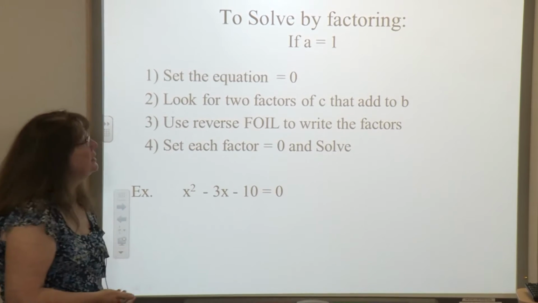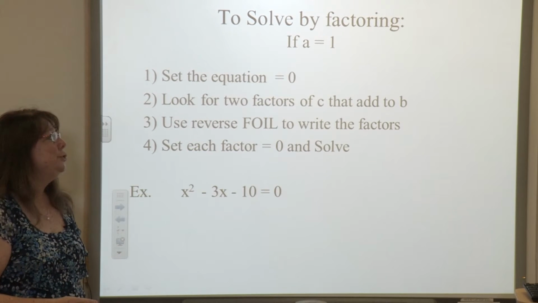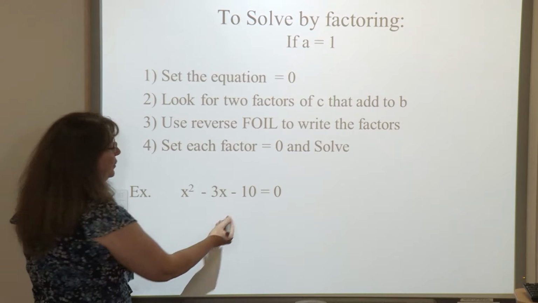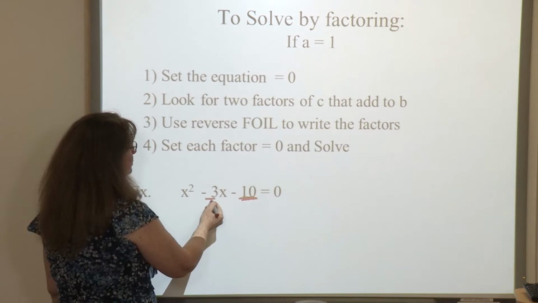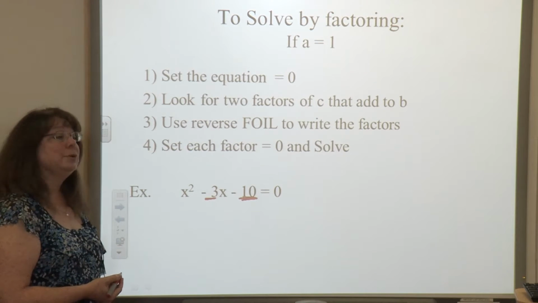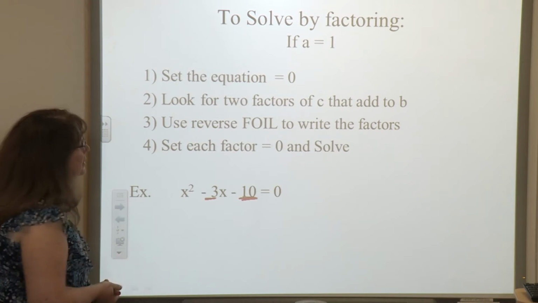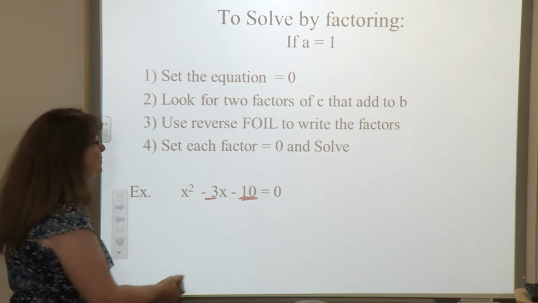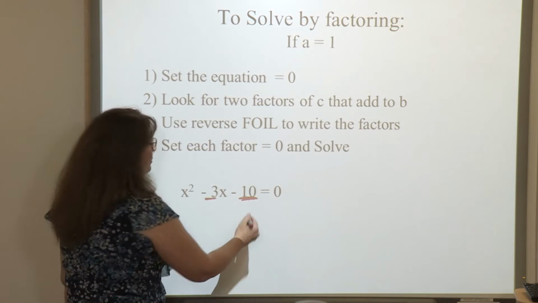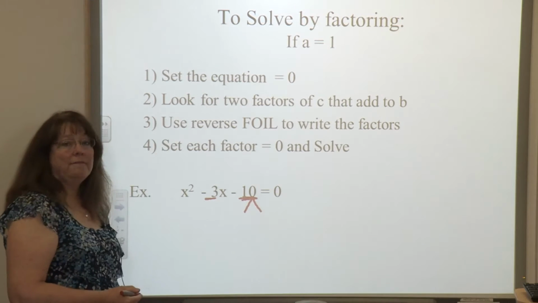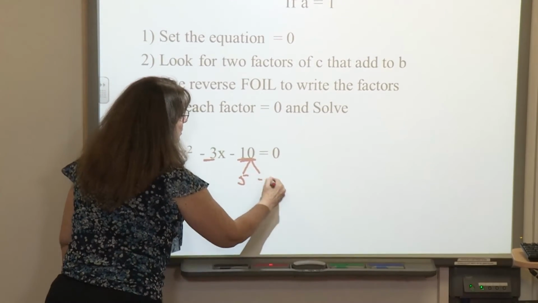For people who like steps, I've listed some steps. The first thing you want to do is make sure you set your equation equal to 0. Look for two factors of c, that's this value, that add to give you the value b, the one in the middle. Then we'll use reverse FOIL to write our factors, set each factor equal to 0, and solve it. So for example, I'm looking for two factors of this value, negative 10. Always make sure you take the sign that's in front of your number. I could list different factors that I have for negative 10. I might try 5 and negative 2.